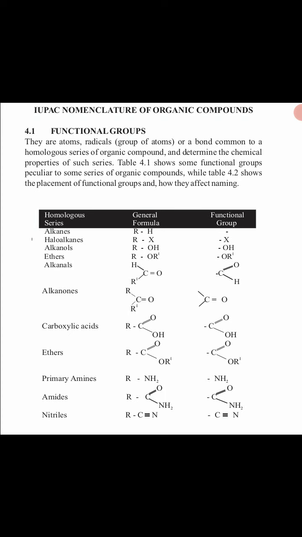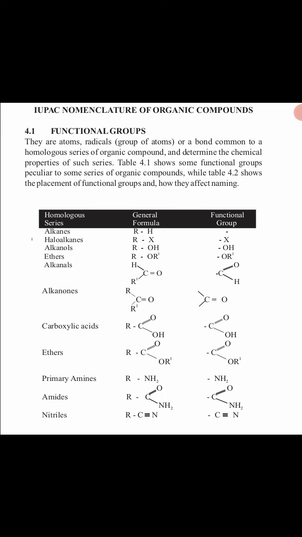Then carboxylic acids, also called alkanoic acids. Carboxylic acids have a COOH. Whenever you see any alkyl group bonded to COOH, that is an alkanoic acid, or a carboxylic acid. Then esters. After carboxylic acid is ester. That one we also call alkanoids.